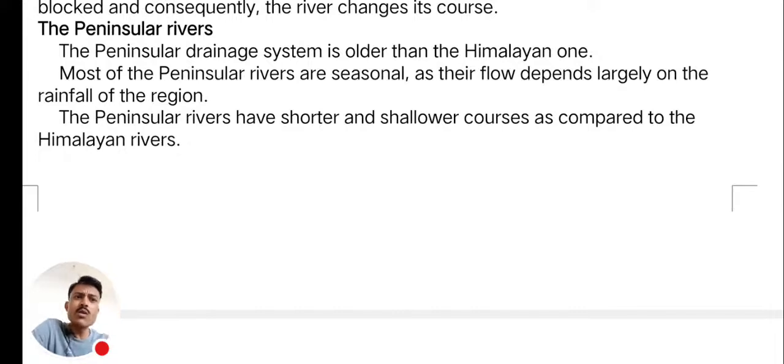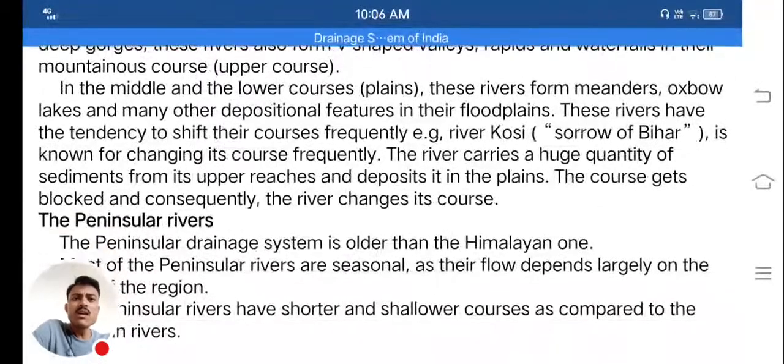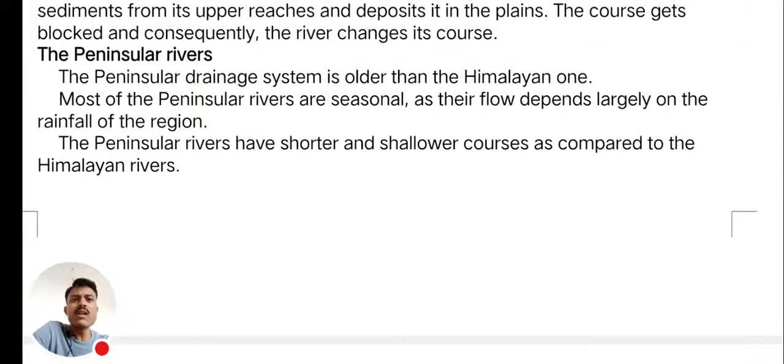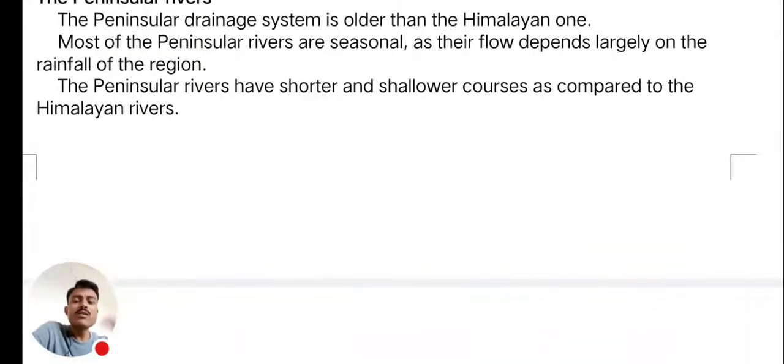Okay, now what is the speciality of the peninsular rivers? The peninsular river system is older. The first important characteristic is that it is older. Then, there are seasonal rivers, and their flow depends largely on the rainfall. And in a Himalayan river, glaciers are a source of water apart from the rainfall. Now the peninsular rivers have shorter and shallower courses as compared to the Himalayan rivers. So this comparison becomes very important. This can be asked in the UPSC directly in the options.